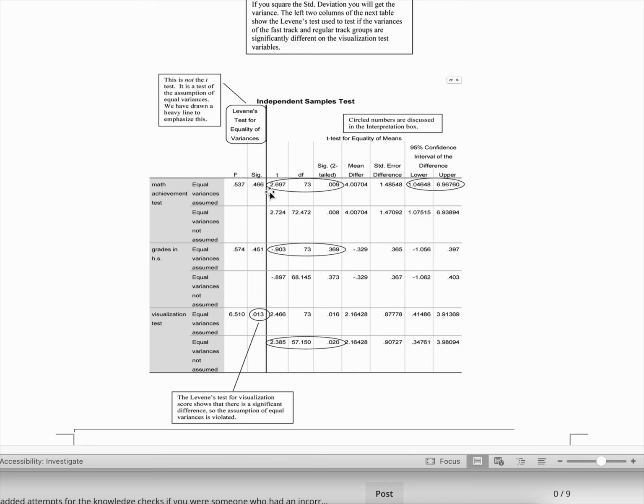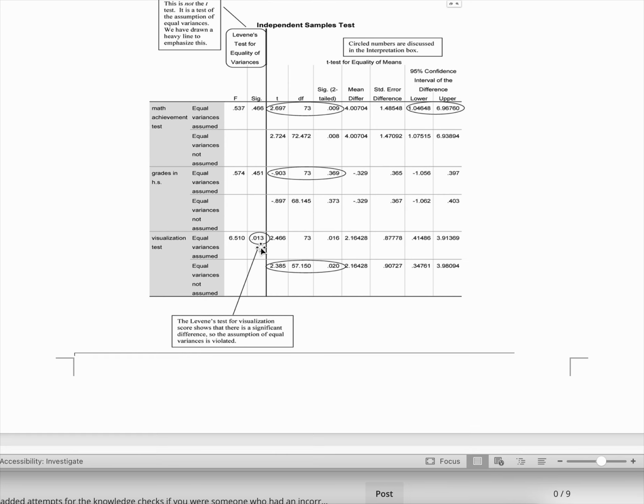I am reading from the equal variances assumed row because my sigma for Levene's was 0.466, which means equal variances are assumed. In grades in high school, remember the Levene's value is 0.451. That means that I can assume it's equal variance. So when I'm looking at my t-test, I look at the top row, 0.369, which is greater than 0.05, which means for grades, there is no statistically significant difference in grades.